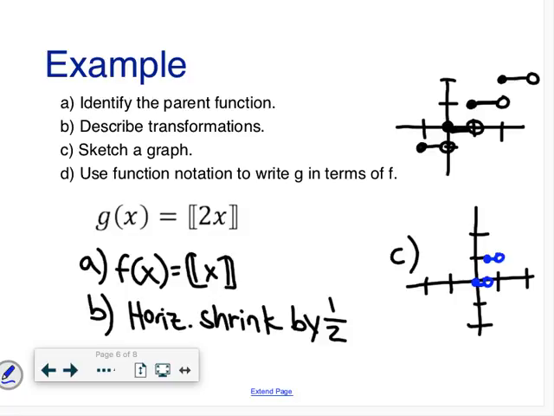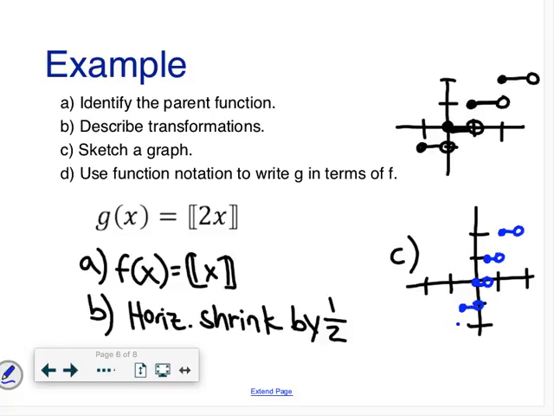and then I go half the distance. And then I jump, and I do half the distance. Down below, I could have an open circle, and it's only going to go to -1/2. If you want to test that to make sure it's right, like this point is (0.5, 1). If you put 0.5 in for x, times 2 is 1. The greatest integer of 1 is 1, so it should be up 1.